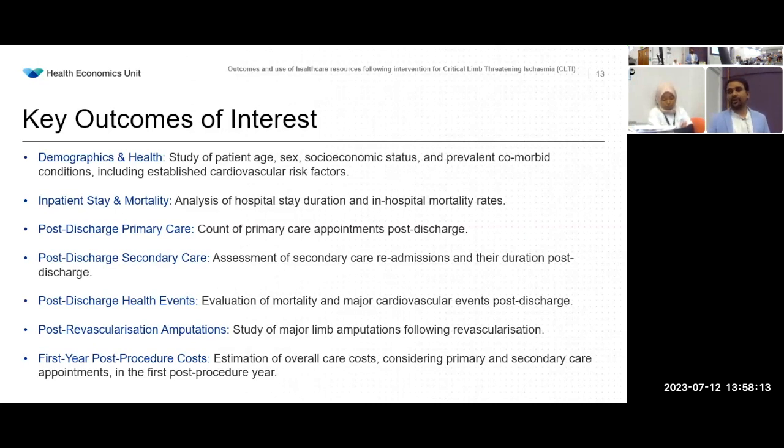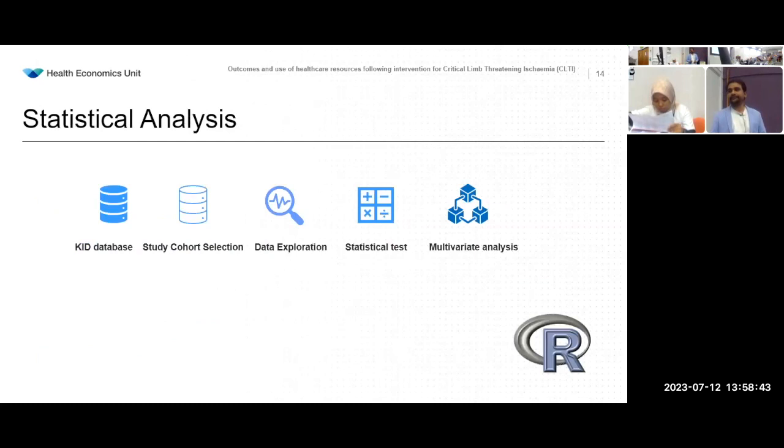And then we further look into post-discharge health events, in which we evaluate mortality and major cardiovascular events post-discharge. And then post-revascularization amputation, in which we have done the study of major limb amputation following revascularization. And then lastly, we look at the healthcare cost as a first-year post-procedure cost, in which we estimate the overall care cost. We consider the primary and secondary care appointments in the post-procedure year.